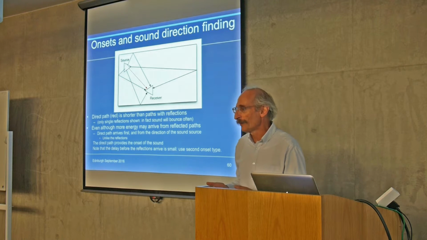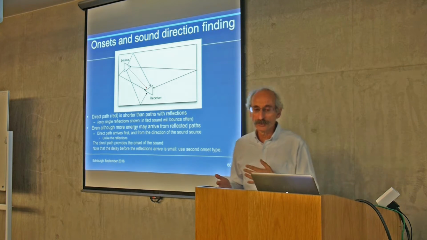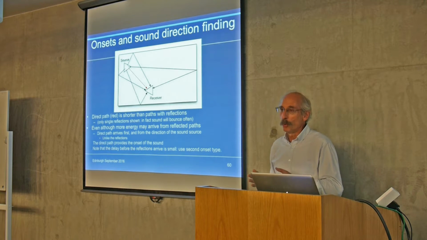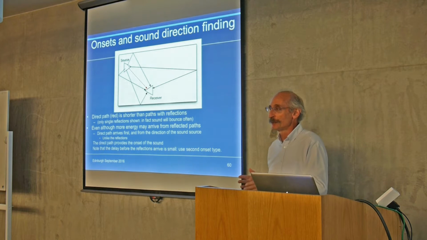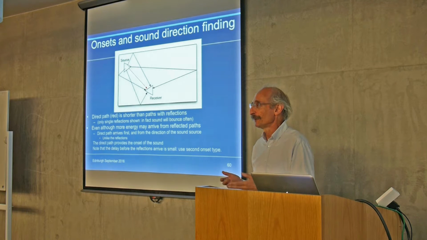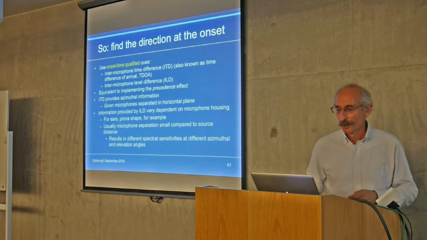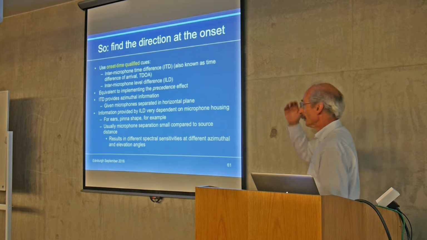So when we calculate the interaural time difference or the interaural intensity difference by only using the onset time, then we have a chance of finding out the direction of the sound source as opposed to finding out the direction of reflections of the sound. So we've been using onset qualified cues.